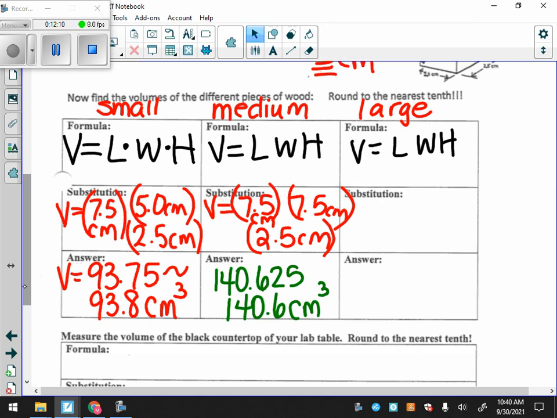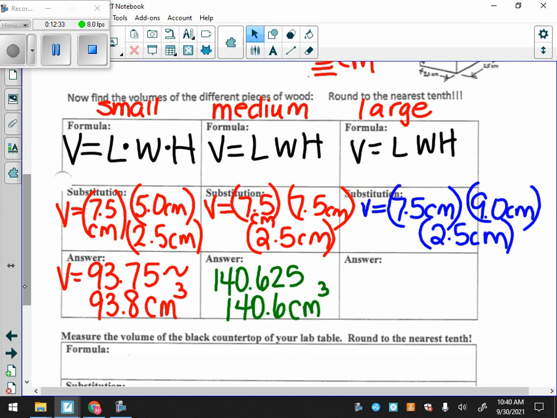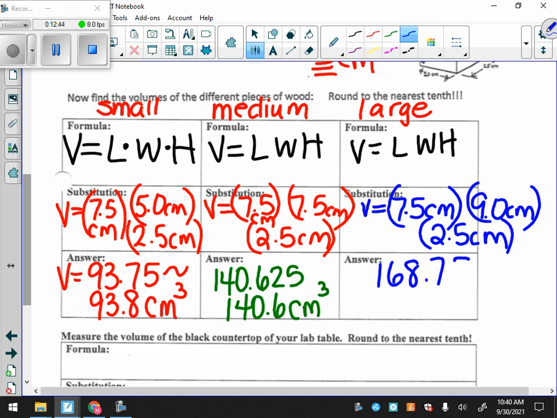The last block is the large block. The large block, volume, is equal to 7.5 centimeters is my length. My width is a little bit longer. It's 9 centimeters. And my height is 2.5 centimeters. Very similar numbers, right? So let's multiply. I got 168.75. I need to round this. I'm not going to do this one for you. You're going to round it. No naked numbers. You're going to put that there.